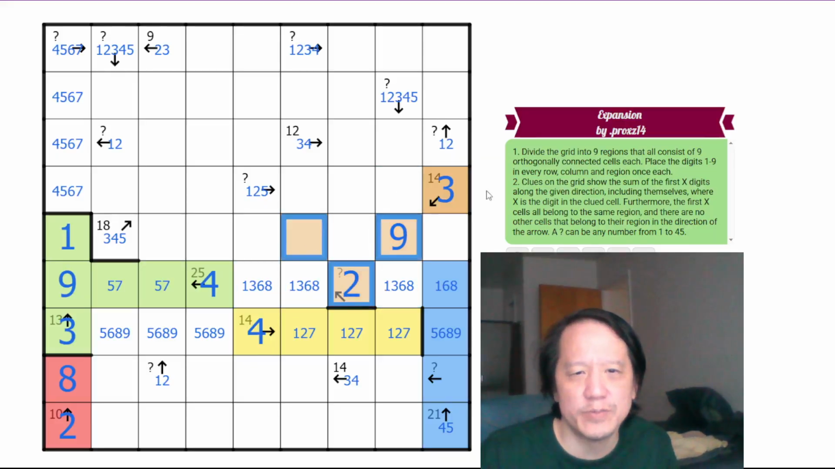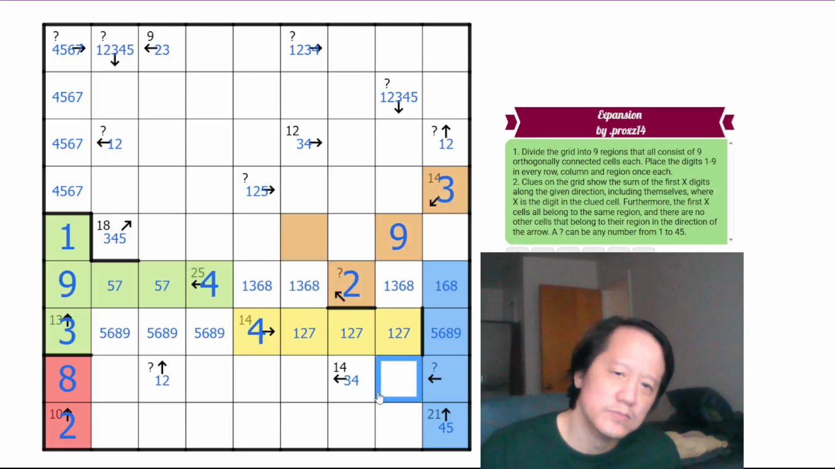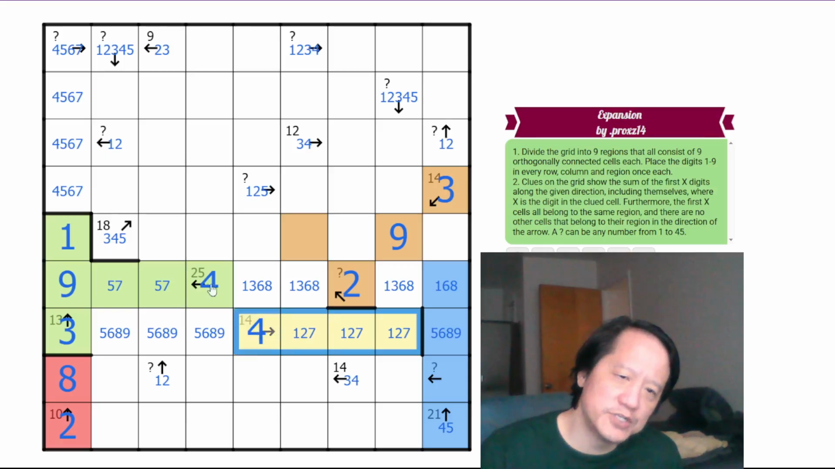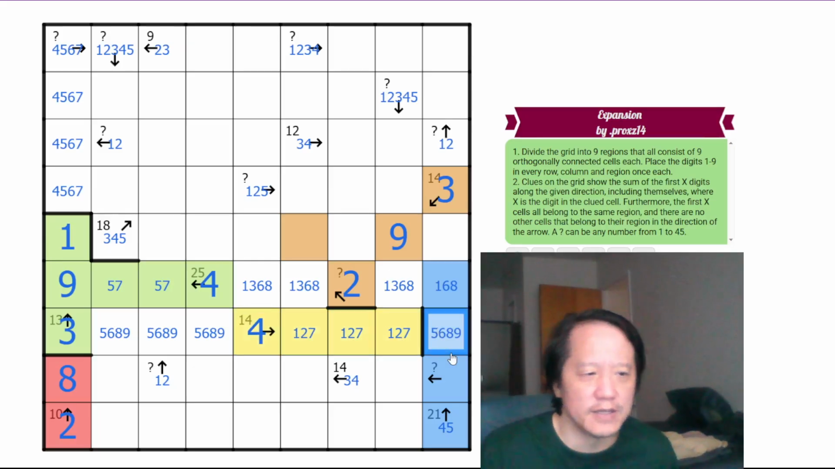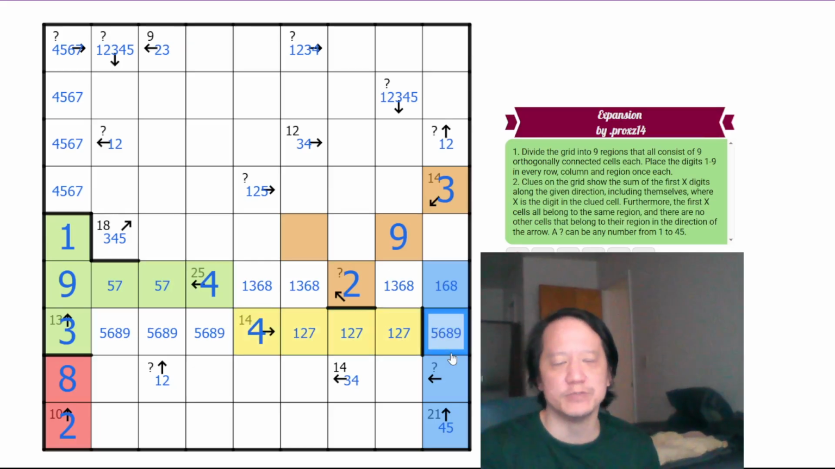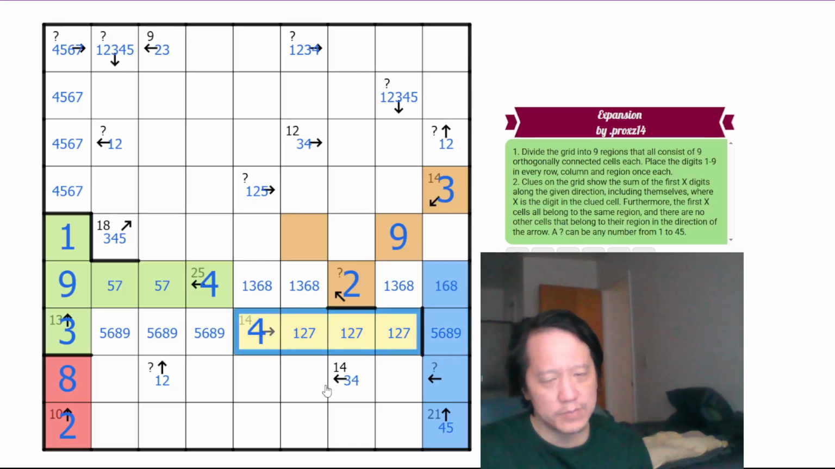Okay, so these are all part of the same region. Interesting. This is definitely a different region. This is definitely a different region. And the rule set saying that these are all part of the same region, but then there cannot be any more part of that region, means that blue is different from yellow.